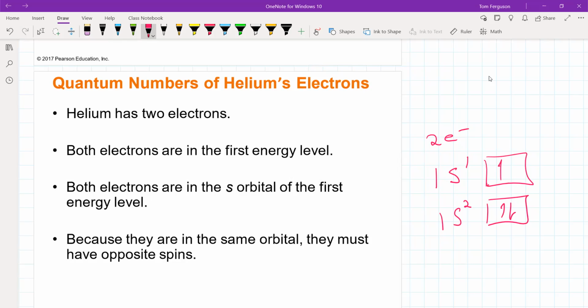When we get to bigger elements, you have a whole bunch of orbitals. I'm going to do uranium in a minute here. Uranium is about this long because it's got shell 1, shell 2, shell 3, shell 4, shell 5, shell 6, shell 7. Each one of those has lots of places to stick electrons.